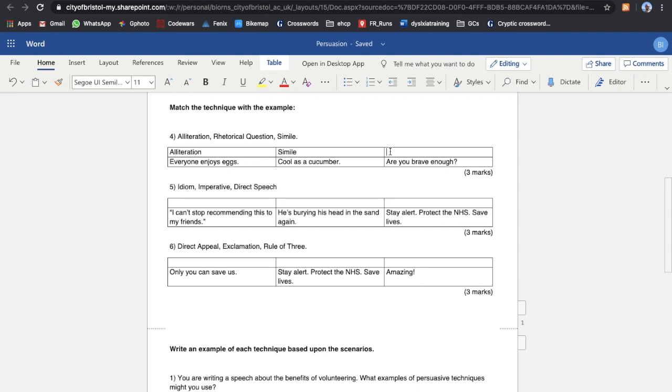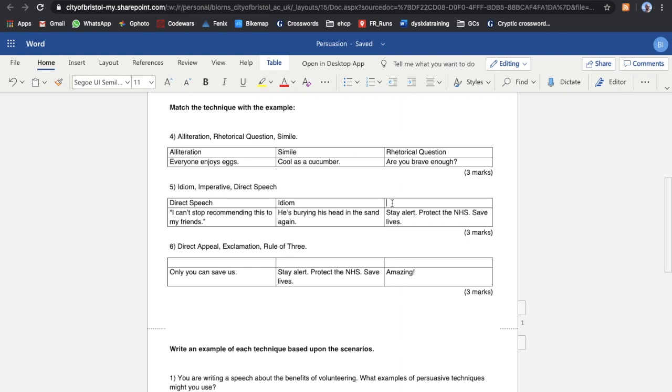And finally, are you brave enough is a rhetorical question. For number 5, we can see that we've got speech marks here, and somebody is saying, I can't stop recommending this to my friends. So this one is direct speech. This one, he's burying his head in the sand again. So we said that idioms mean something different to their individual words. And when we say someone's burying their head in the sand, we don't mean that they're actually doing it. We mean that they're hiding from a problem. So this one is our example of an idiom.